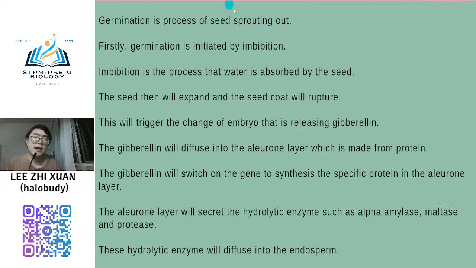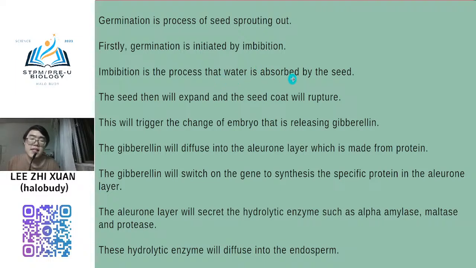So we see this. Germination is the process for the seed to sprout out. This is the first initial growth for the plants, the initial process to let the plant grow. Okay, so germination is initiated by water imbibition first.